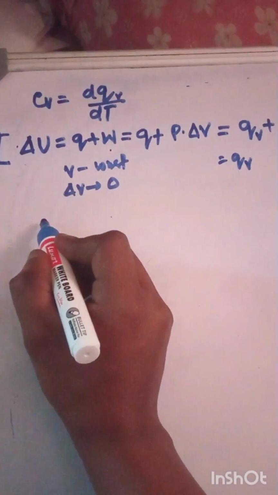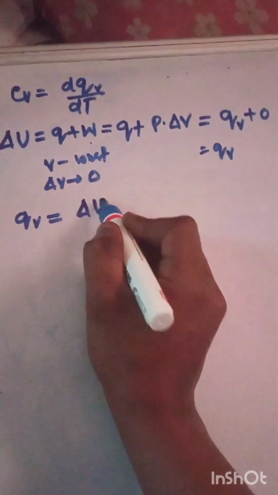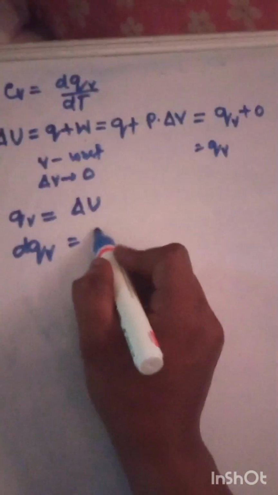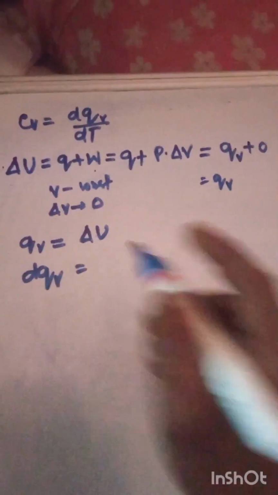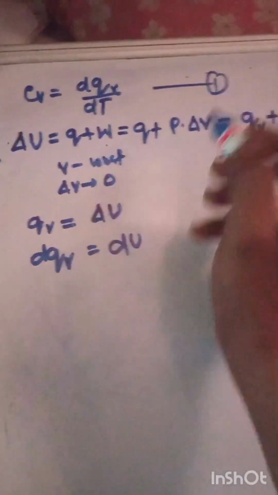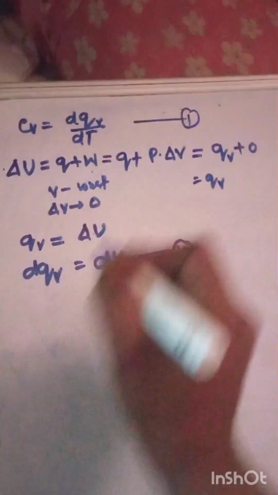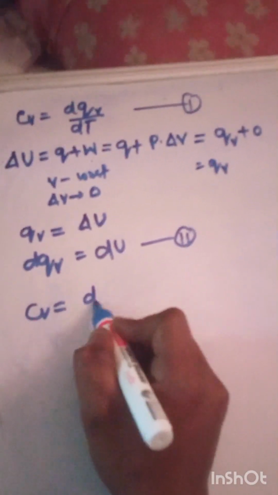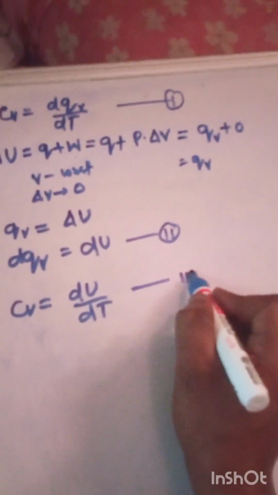We can write this as Qv equals delta U, or dQv equals dU. Now, if this is equation 1, putting the value of dq into equation 1, we'll get Cv equals dU upon dT. This is equation 3.